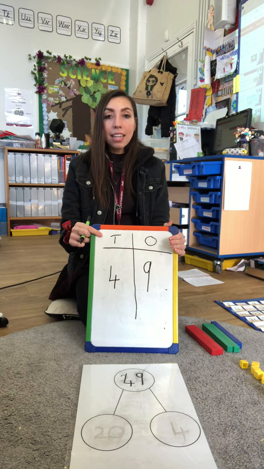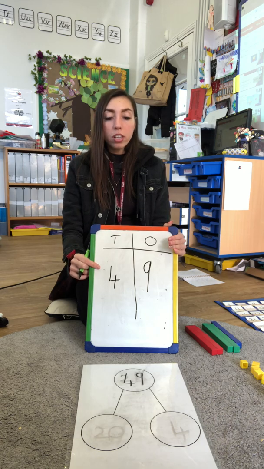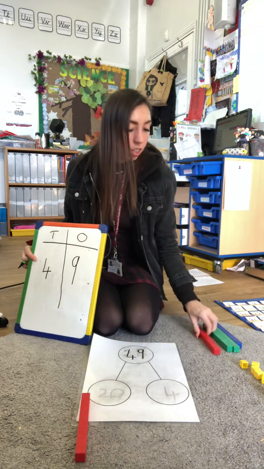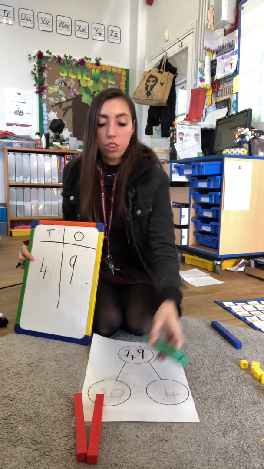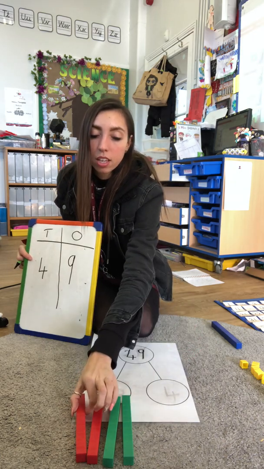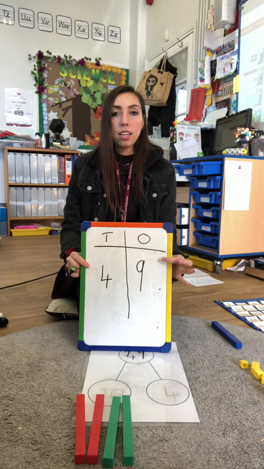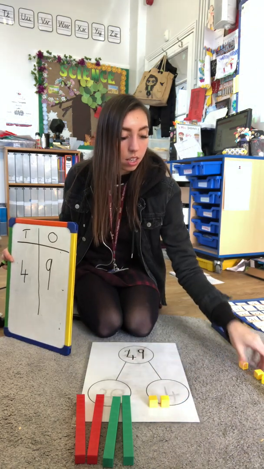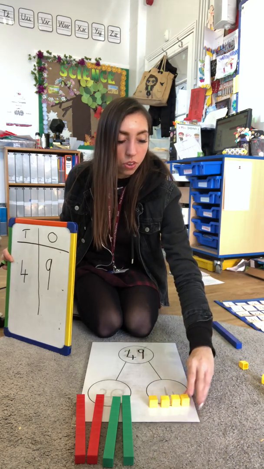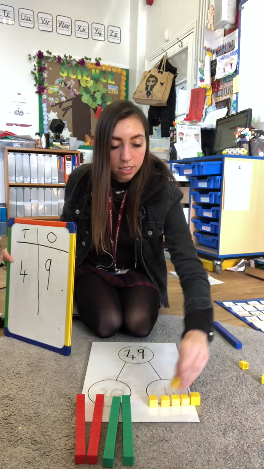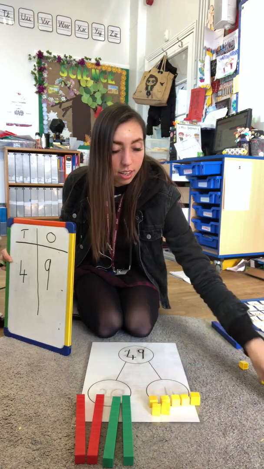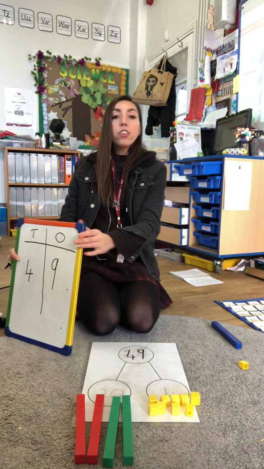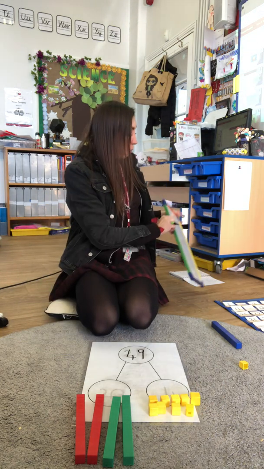So now I know how many tens do I need? 4. 4 tens, okay, right. So I need 4 tens. 1, 2, 3, 4. And how many ones do I need? 9. 1, 2, 3, 4, 5, 6, 7, 8, 9. There we go. So now I know I've got 4 tens and 9 ones. So I can put that to one side.